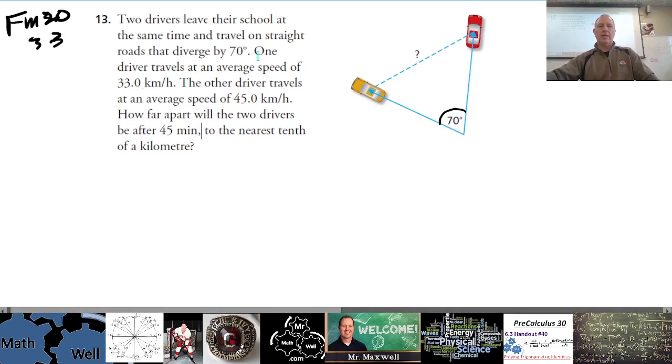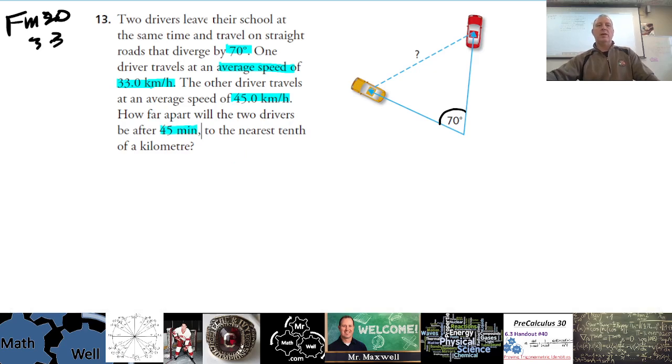It's kind of nice. One driver travels at an average speed of 33 kilometers per hour. Okay, so I'll highlight that. 70 is already given. The other driver travels at an average speed of 45 kilometers per hour. How far apart will the two drivers be after 45 minutes to the nearest tenth of a kilometer?